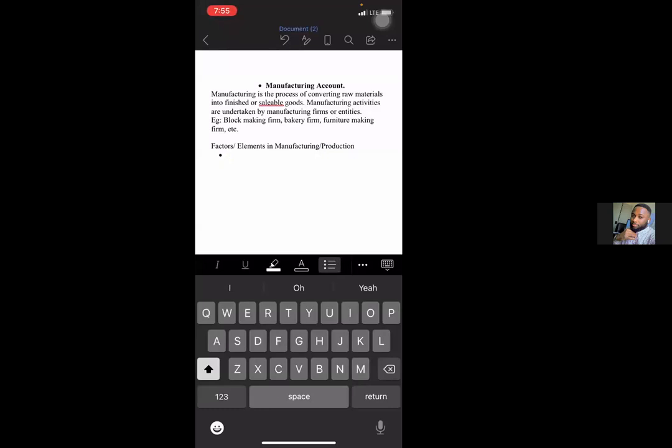You need materials. If you want to manufacture something, you have material. You have labor. And you have expenses. So your material, labor, expenses, right?